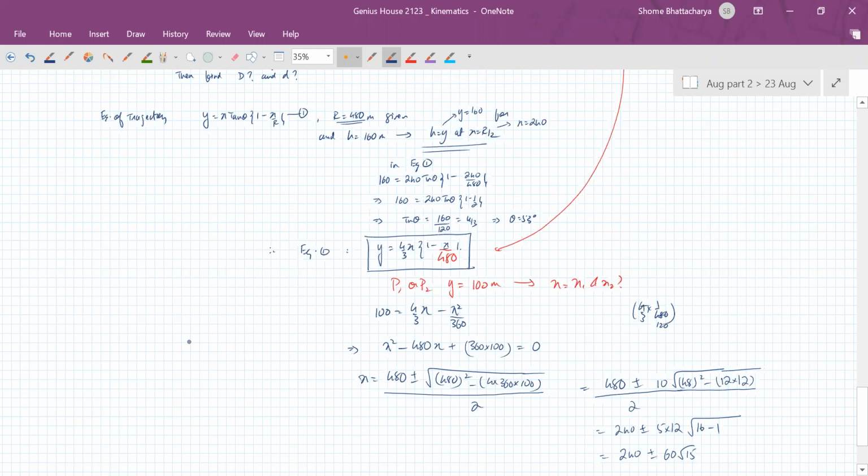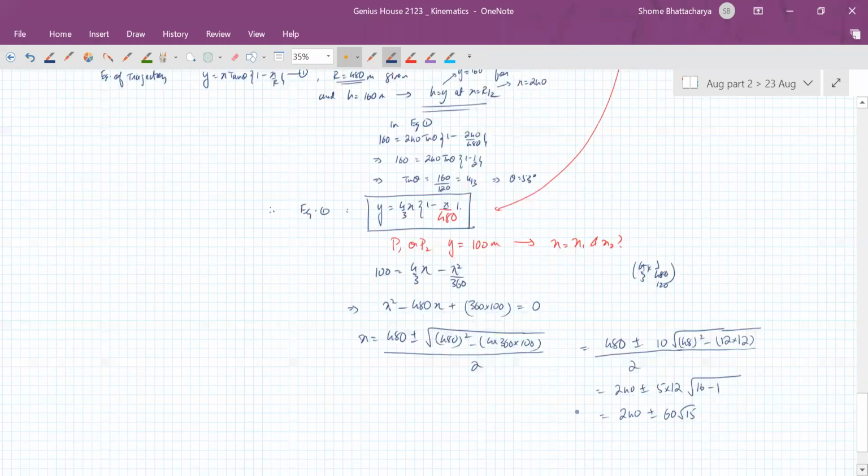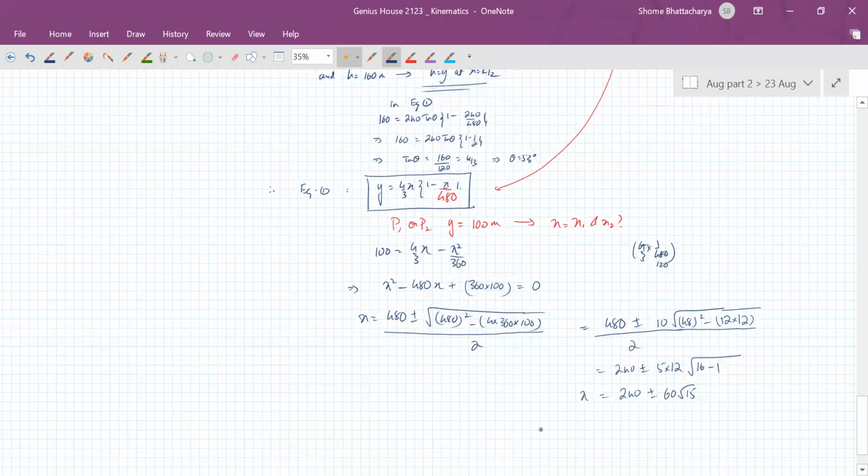Now root 15 you can very easily solve numerically also, but before that, we are seeing that x1, which was our capital D, is the smaller root of the two. So it is 240 minus 60 root 15. We'll do an approximate calculation of this in meters also. 93. So that is the distance from the front of the first wall where you are hitting it. And your x2, which is capital D plus small d, will be the other root. It will be 240 plus 60 root 15.